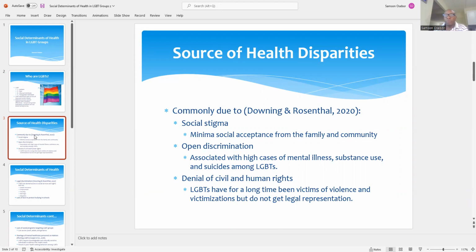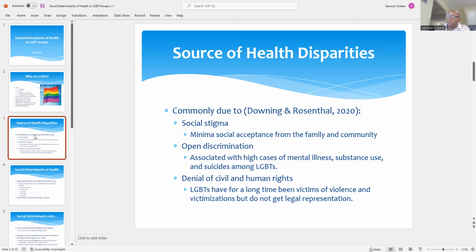Source of health disparities. Disparities are common due to, number one, social stigma; number two, open discrimination; number three, denial of civil and human rights.